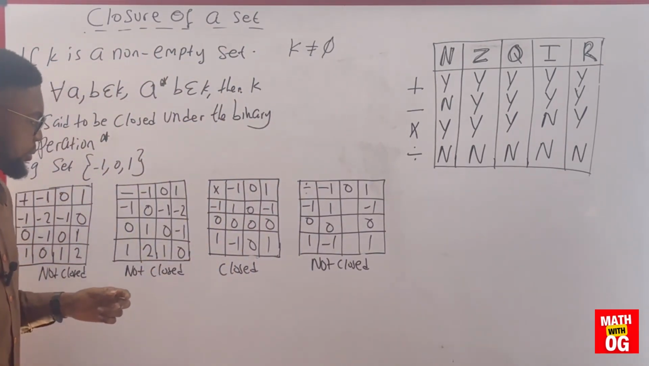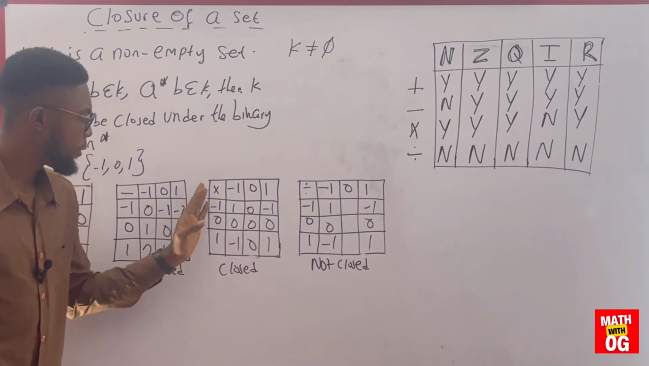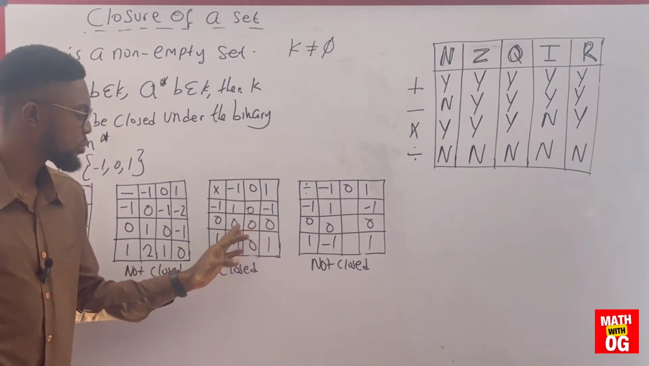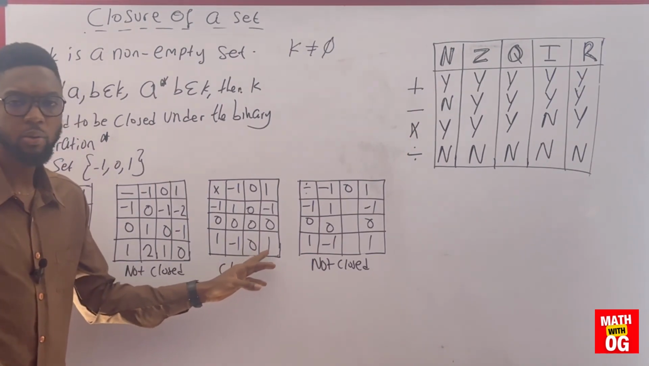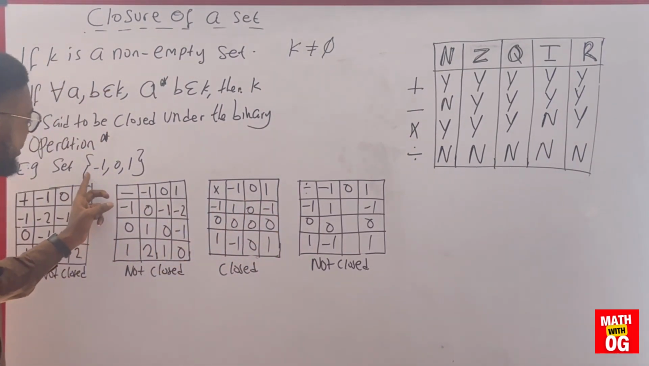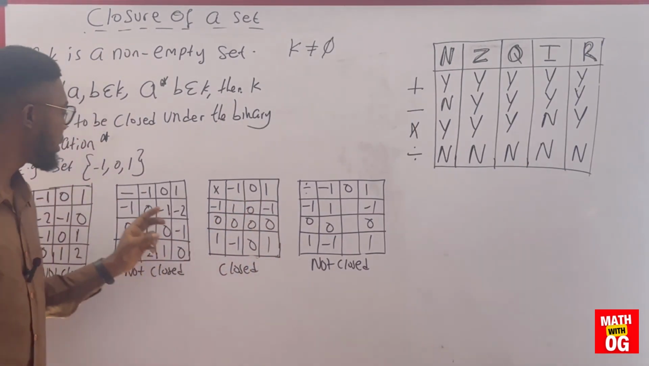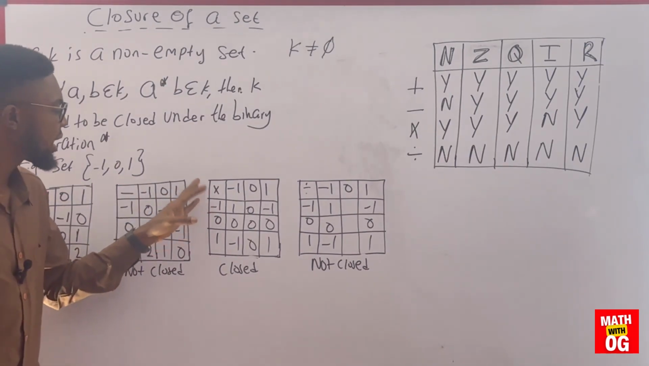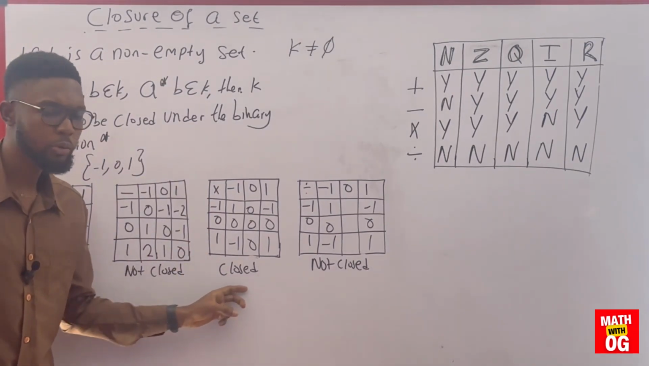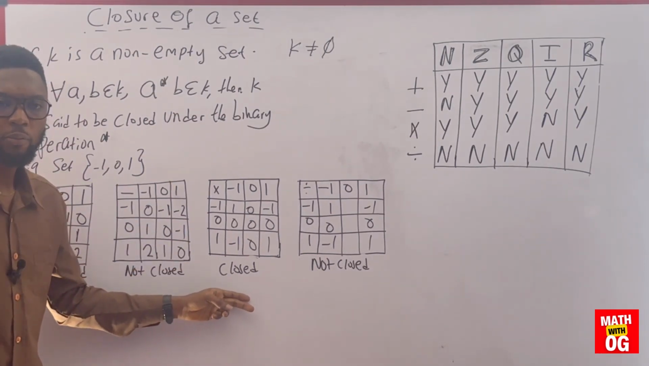Now let's move on to multiplication. When I'm done with this operation for multiplication, I'll be having 1, 0, -1, 0, 0, 0, -1, 0, 1. You can see that all the members here are members of the original set. So because all these results are members of the original set, I can say that this set is closed under the operation of multiplication.